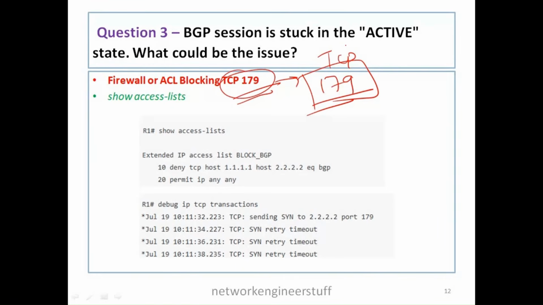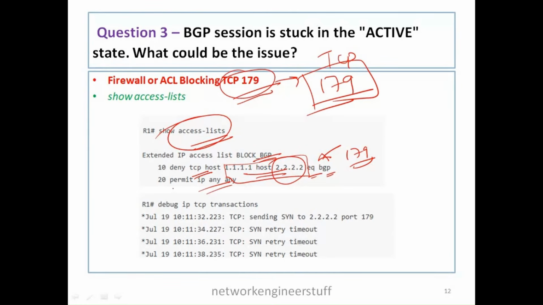The other reason will be an ACL present on the router itself. I've shown an example here. By this command, you can check the ACL: show access-list. So here is the ACL, and you can see this ACL is basically blocking this particular host. It is blocking this port number, BGP. BGP means 179, okay. This means TCP port 179.